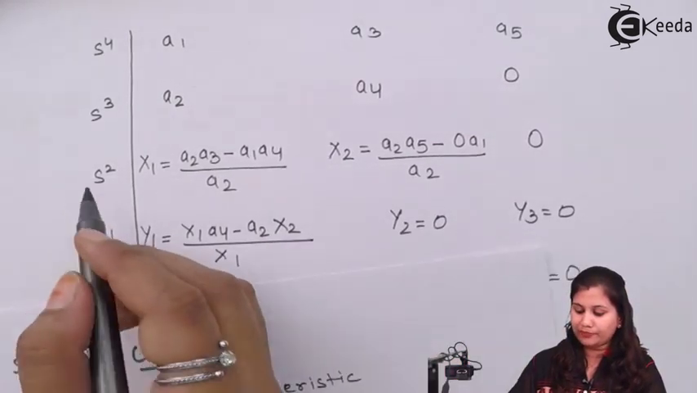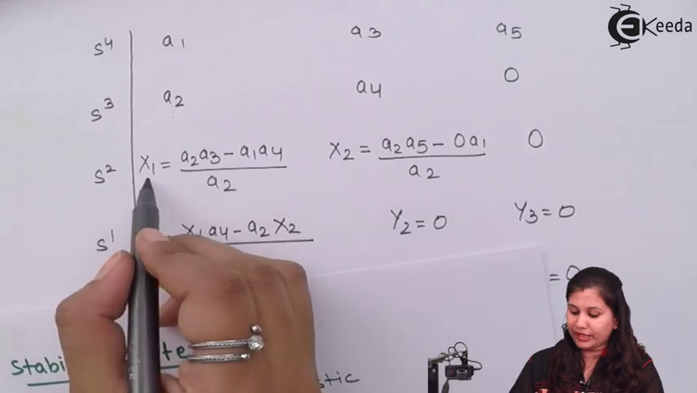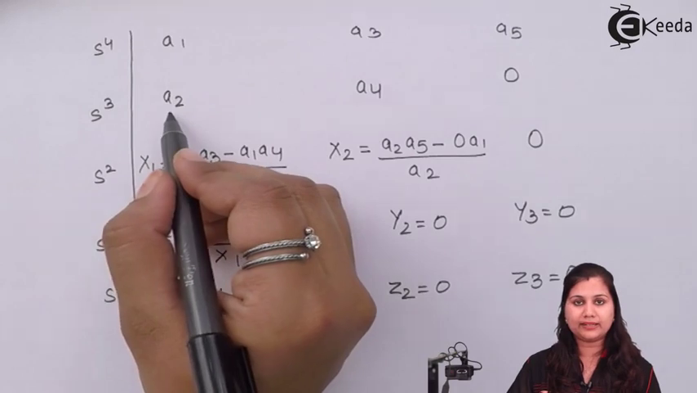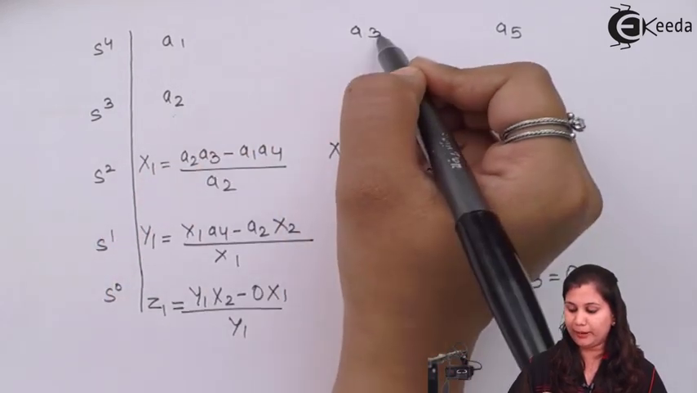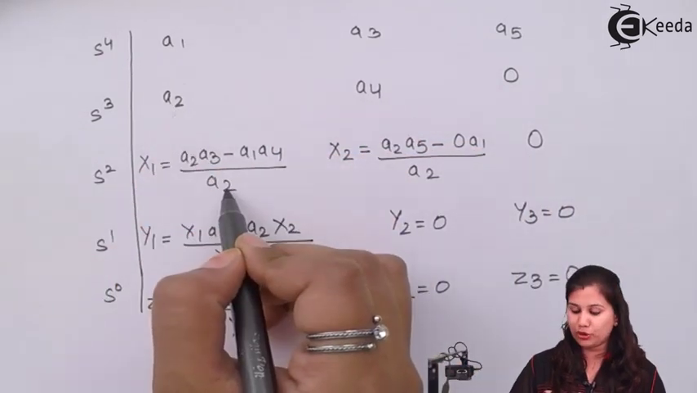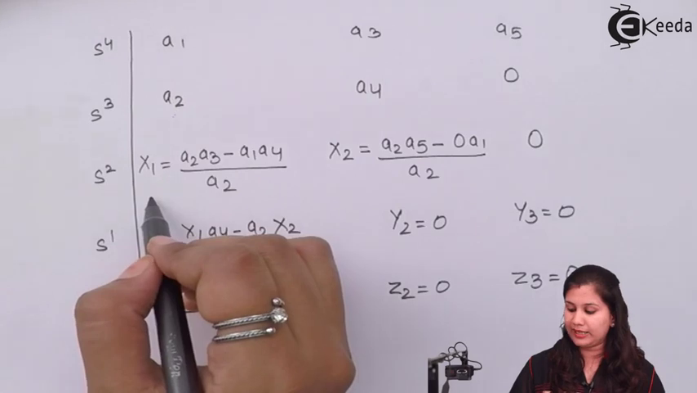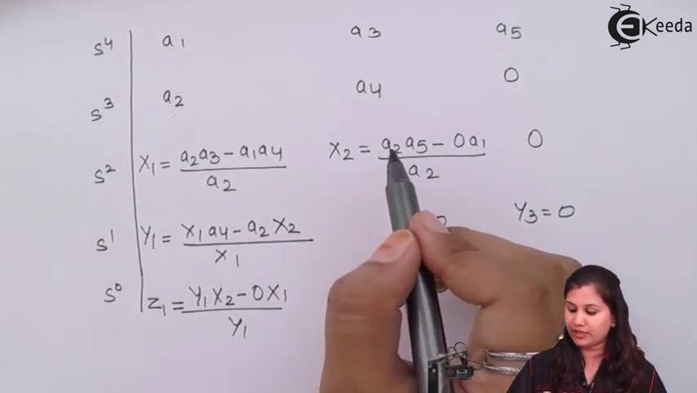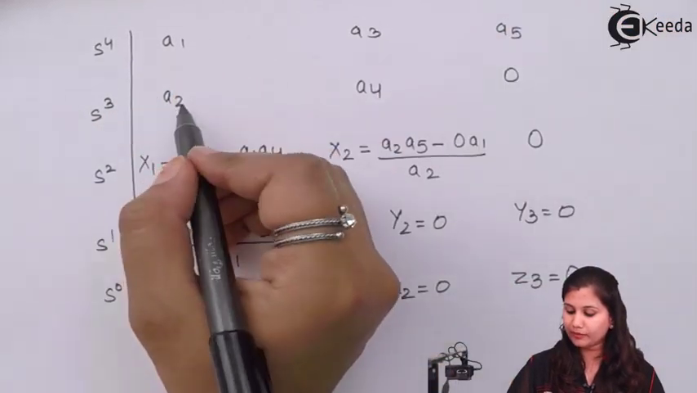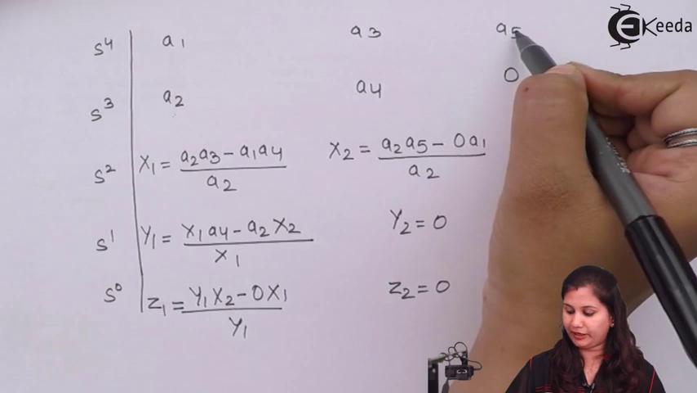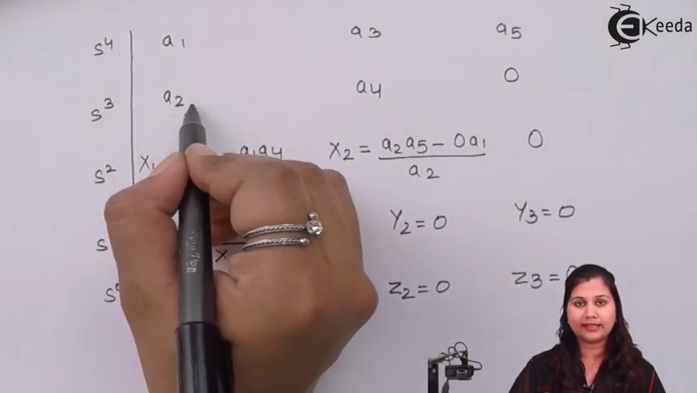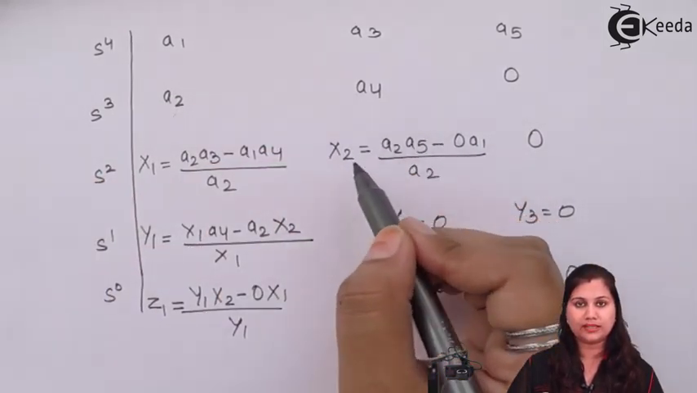Okay. Now s to the power 2. We will write here x1, and this x1 will be determined by multiplying this coefficient a2 with a3 minus a1 with a4 and divided by a2. So this is how x1 is determined. Then we will determine x2, for which we have to multiply the first column with this coefficient, a2 into a5 minus a1 into 0, divided by this a2. So this is how x2 is determined.